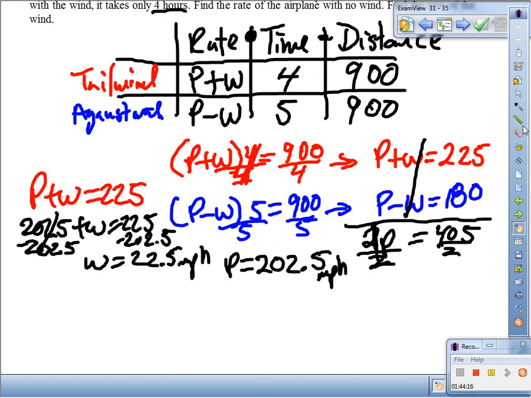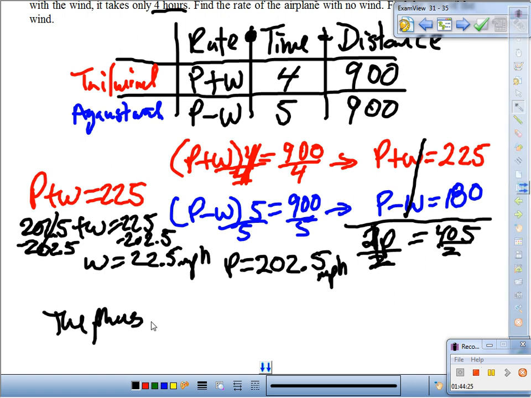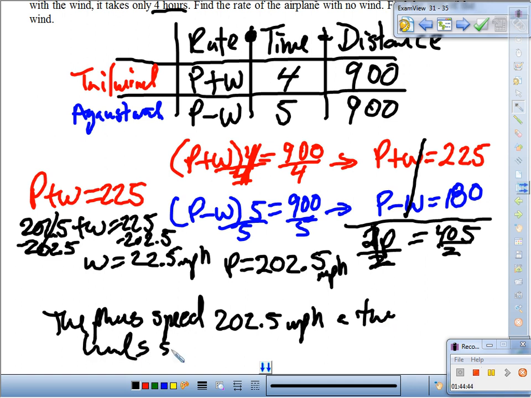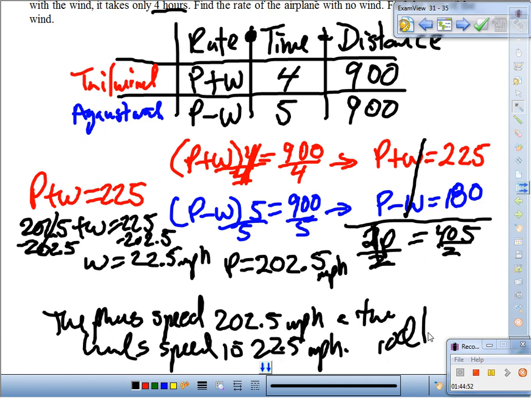Okay, statement. Justin, go. The statement: the plane speed is 202.5 miles per hour, and the wind speed is 22.5 miles per hour. Thank you.